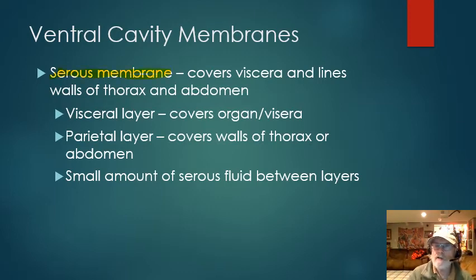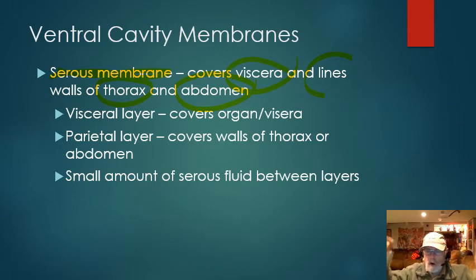Serous membranes are membranes that produce serous fluid. Now you're really confused. They're membranes that line and cover things, but they produce a small amount of slippery fluid. It allows things to move and slide against each other. So this membrane is there to allow organs to move a little bit so they don't get stuck to something. Serous membrane covers the viscera and lines the inside wall of the thorax and the abdomen.